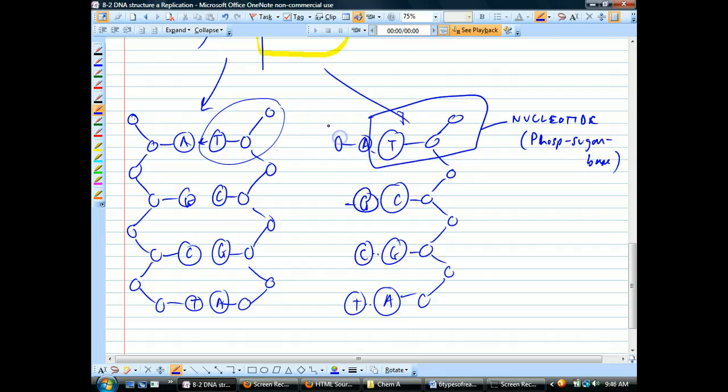And so you end up, out of this whole process, with a whole new molecule, actually two new molecules, that are both exact copies of the original.